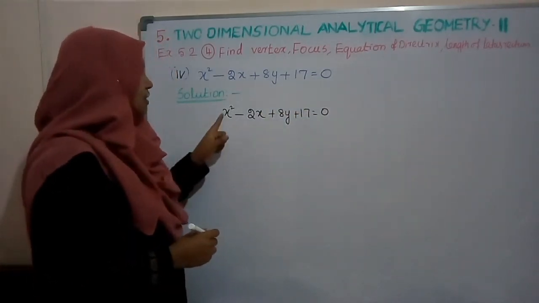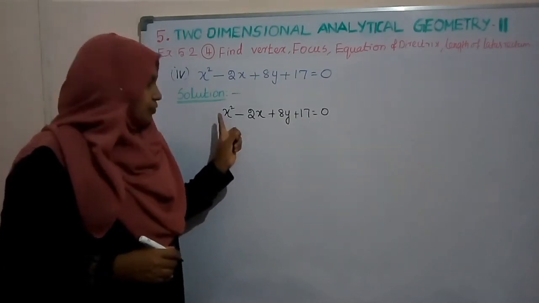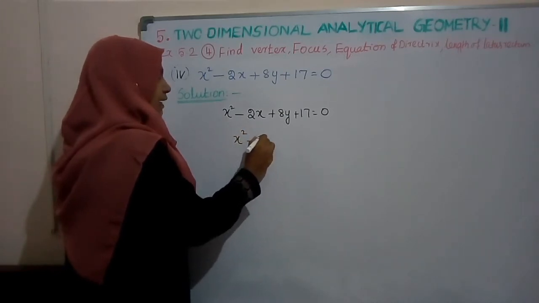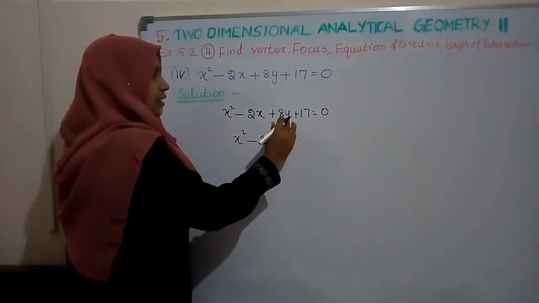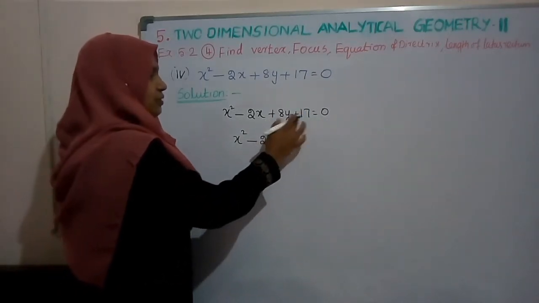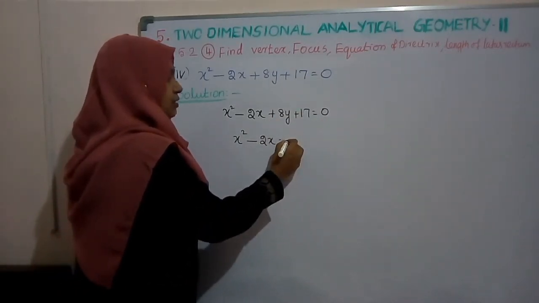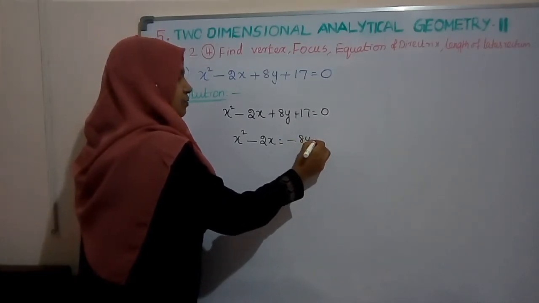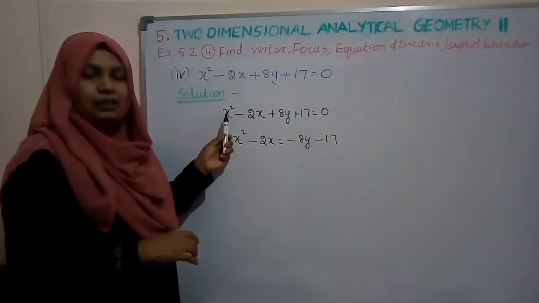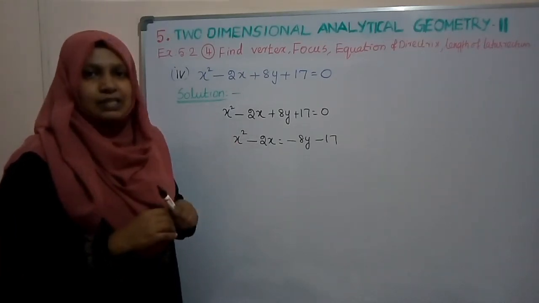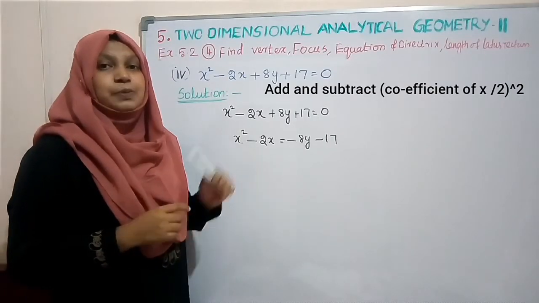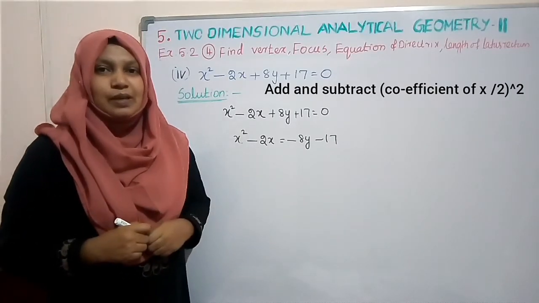And here you have the square of x. So if you have this x square term, keep the x square and x term alone on one side. Take the remaining two terms to the right side. So plus 8y and plus 17, take them to the other side. It becomes minus 8y minus 17. Suppose if you have y square here, keep y square and y term alone on one side and take the remaining term to the other side. Now make it a perfect square by using the completing square method.